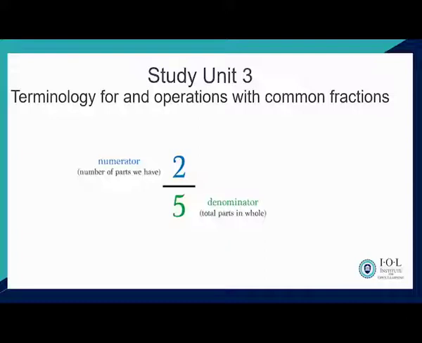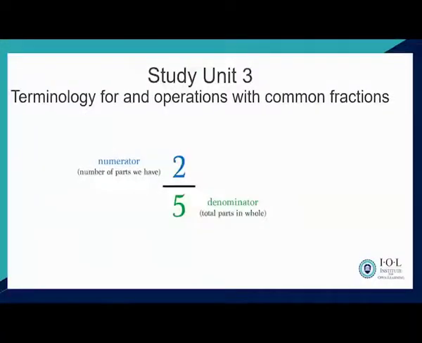In study unit 3, terminology and operations with common fractions. Now, there's an example of a common fraction. The top one is called a numerator, the number of parts we have, and the one below is called the denominator, total parts that you have. If you have a pizza and you divide it in 5, then it's called a denominator because it's 5 parts. It forms a whole. If you eat 2 pieces, that's called the numerator, 2 over 5. So you've eaten 2. Ensure that you know the difference.